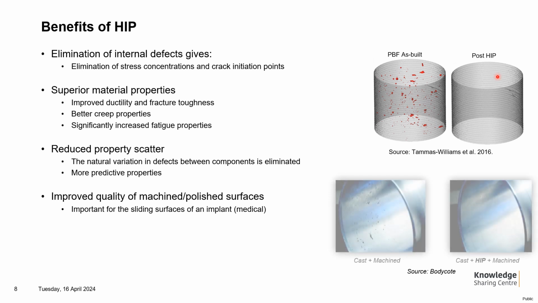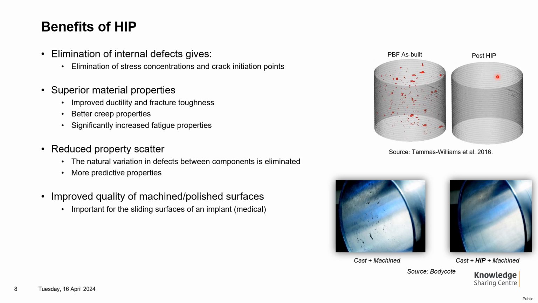But also we have an improved quality of machine polished surfaces, because you can imagine a pore shortly below, several micrometers under the surface, can also have a negative influence on the surface quality when it comes to polishing. And this is really important for medical applications, for implants, when it comes to sliding surfaces, for instance.